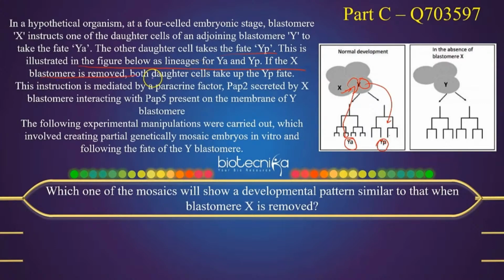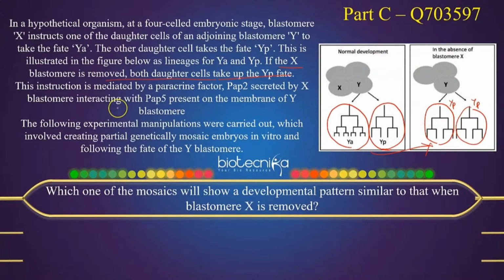If the X blastomere is removed, both daughter cells take up the Y fate. YP fate, posterior. So if X is removed, in the absence of the blastomere, you can see that the Y has divided in this lineage. You don't see this lineage over here. It has divided in this lineage, which means that both of these daughter cells have taken the posterior fate. Both of the daughter cells of Y. If the X blastomere is removed, both daughter cells take up the YP fate. This instruction is mediated by a paracrine factor.